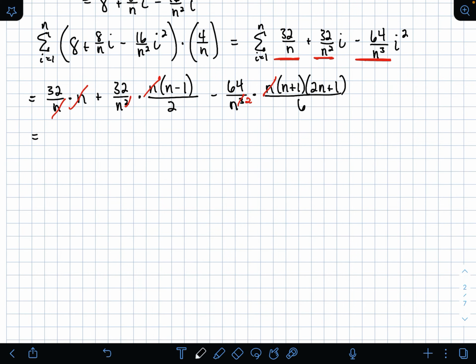So we're left with just the constant 32 from that first term. In the second term, we have 32 times n minus 1 over 2n. And in the third term, we have 64 times n plus 1 times 2n plus 1 over 6n squared.